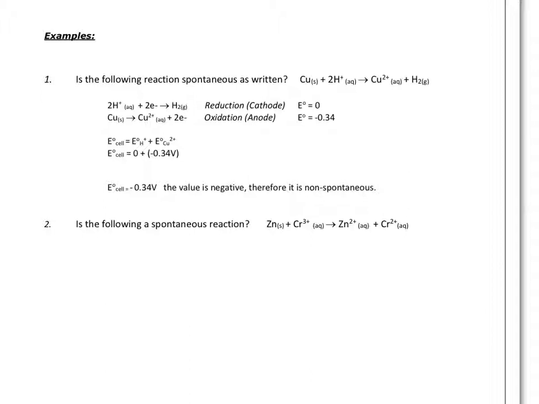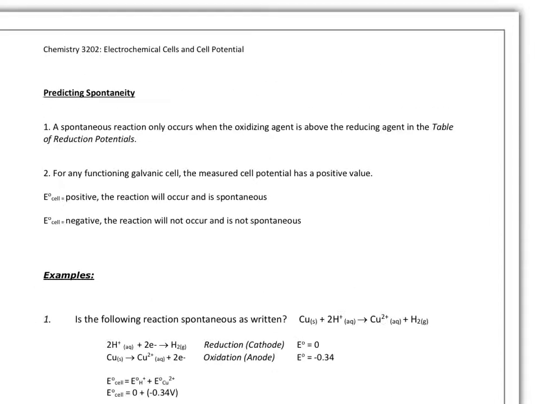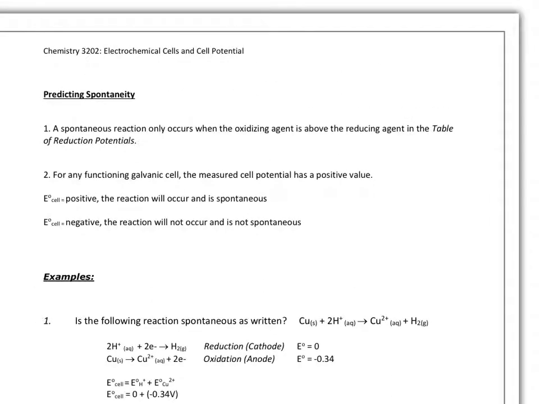The last thing we need to cover in this section is if something is spontaneous as written. And this could be either a follow-up question to finding the cell potential, or it could be a question on its own. If it is a question on its own, however, you must first find the cell potential in order to answer the question. The reason for that is because of the following.